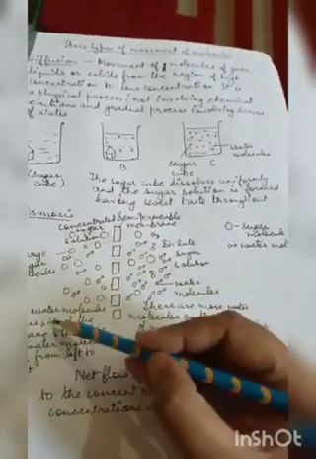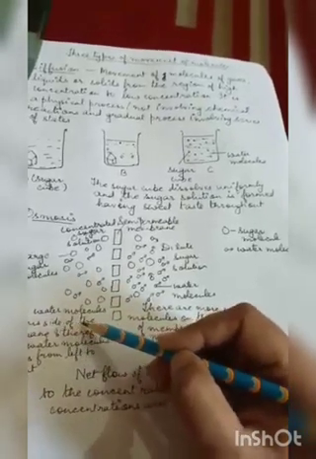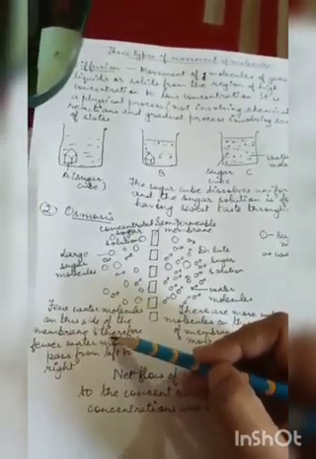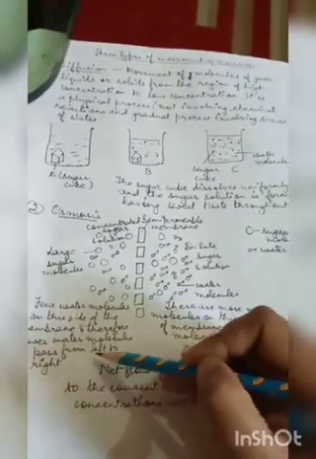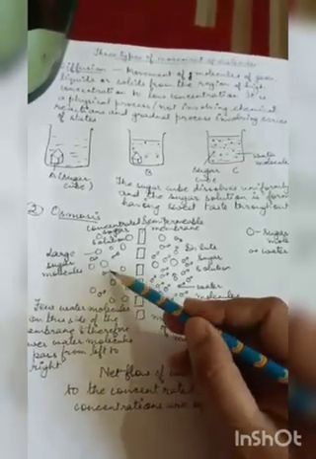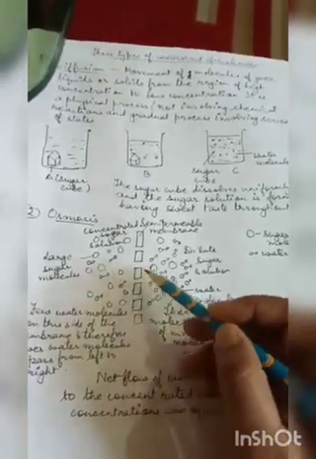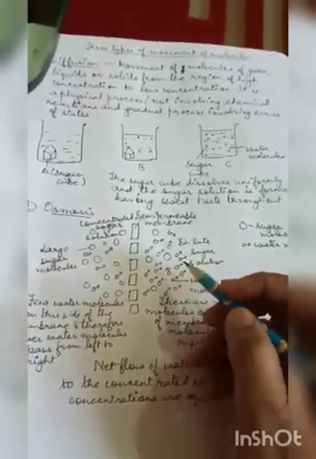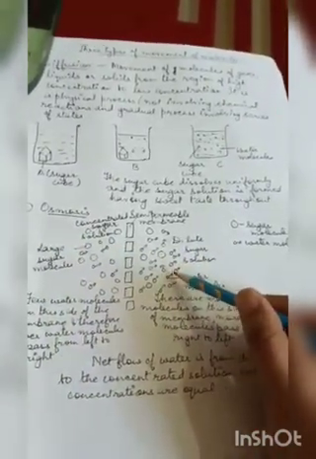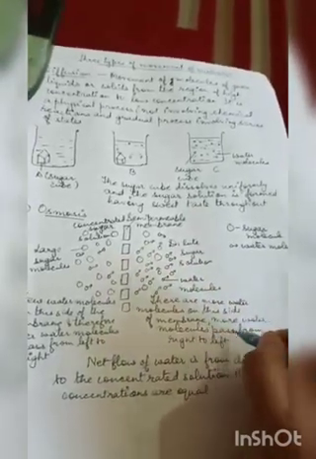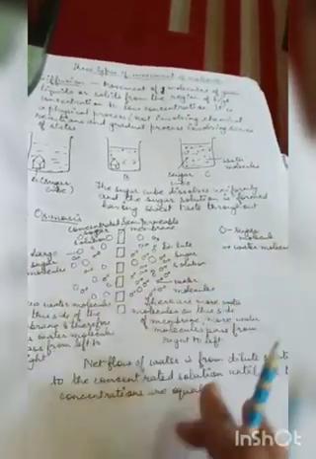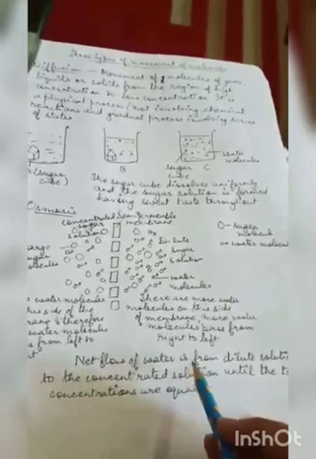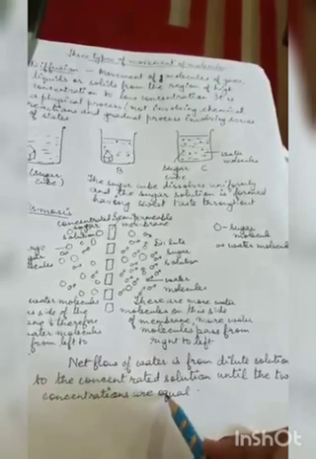Now what will happen? Few water molecules are able to move from the left side to the right side, because there are only few water molecules on this side of the membrane. Whereas in case of the dilute sugar solution, there are more water molecules on this side of the membrane, and therefore more water molecules pass from the right side to the left side. So what is the ultimate result? The net flow of the water is from dilute solution to the concentrated solution until the two concentrations become equal.